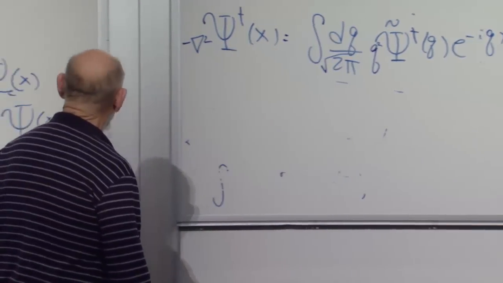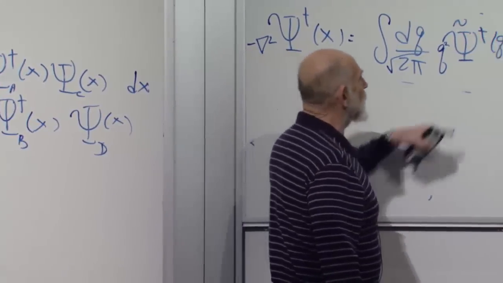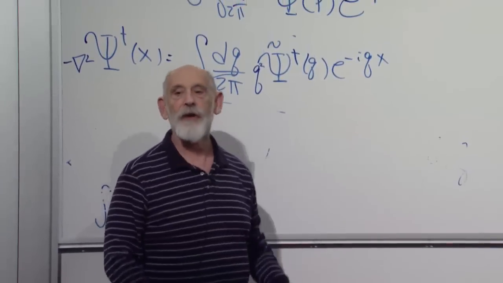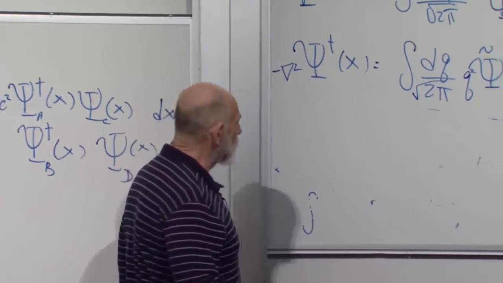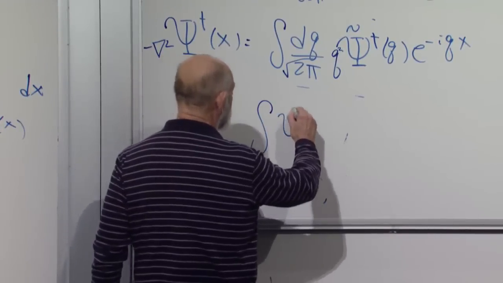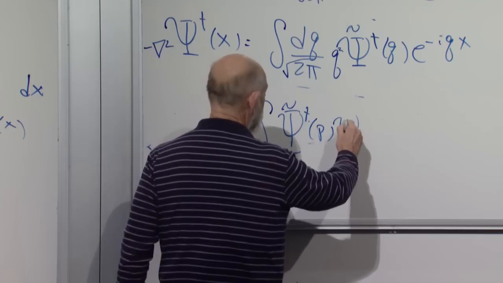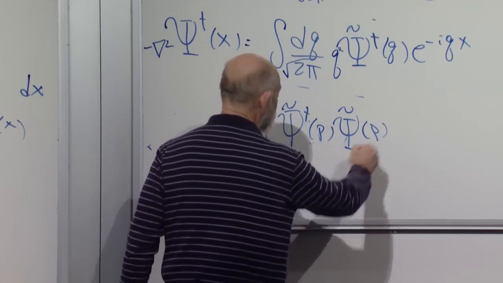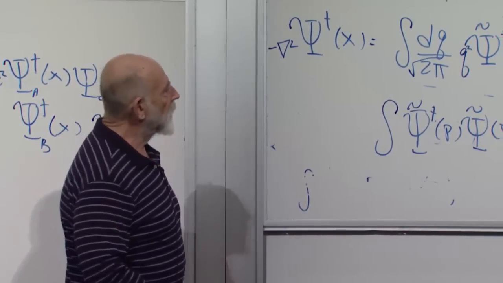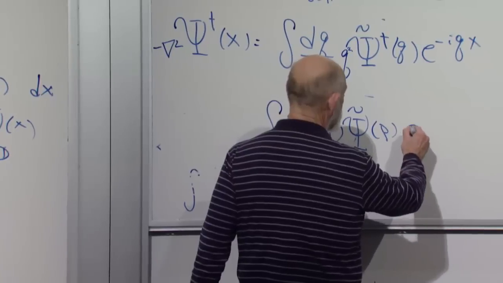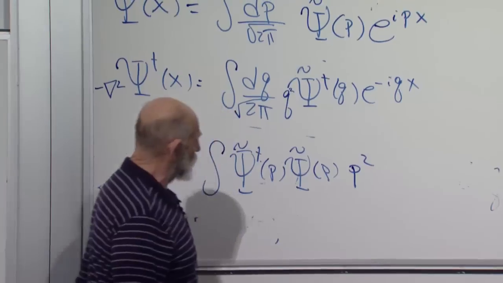Okay, so what's the upshot? The upshot is the same kind of expression that we had before. Again, you get to integrate e to the i(p minus q)x. It's again going to give you our momentum conservation. But instead of just having the integral of psi dagger twiddle of p times psi twiddle of p, that just counted the total number of particles of each momentum and added them up, there's another factor of p squared. It's this thing here, which when you use the delta function, just gives you p squared.